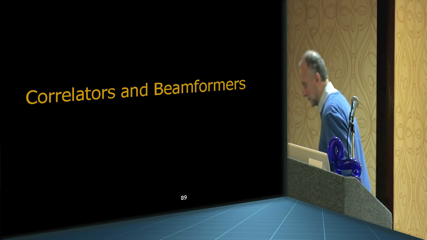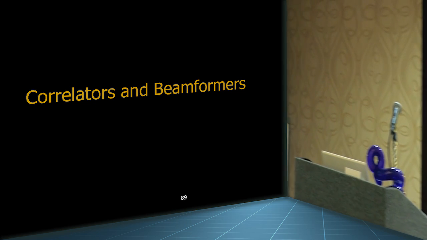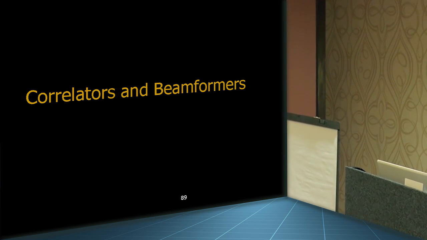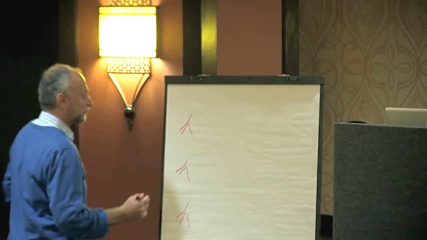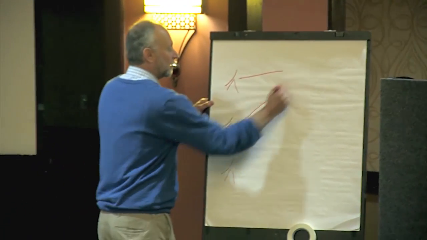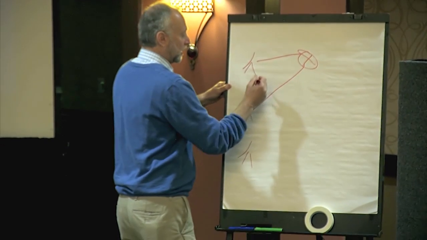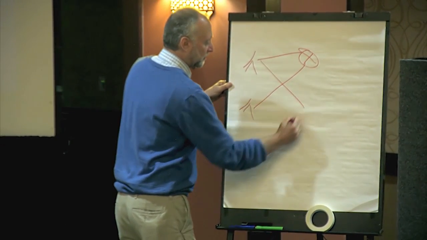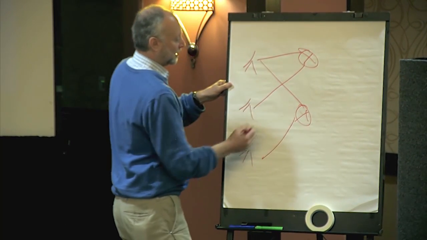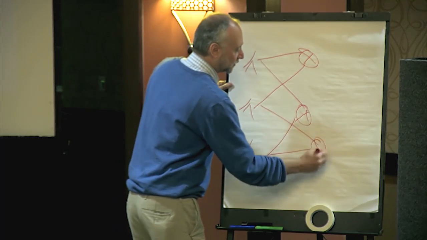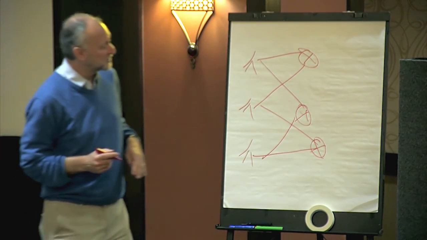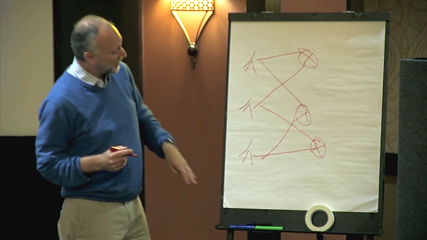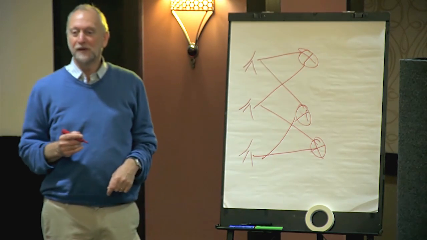So let me draw sort of 3 radio telescopes here. I need to multiply this pair together. I need to multiply this pair together. And I need to multiply this pair together. Okay? So you can see that this is kind of a networking problem. It's going to get messy.